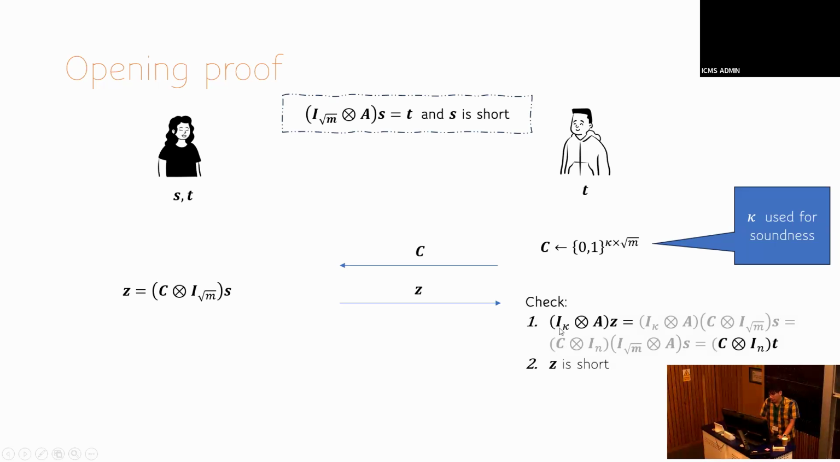So what I do is, you can see the mouse, cool: identity times A times Z. What is Z? Z is this, right? So I get identity times A times C tensor identity S. I just substituted, right? Then I'm using the mixed product here and here. And I use the fact that identity times C is the same as C times identity, which allows me to get the second equation. And I know that whatever I have on the right hand side is just T.